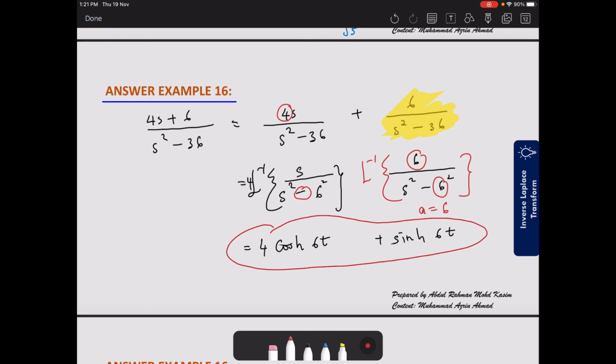Look at here, I hope you get the correct answer. So you have 4 cosh 6t plus sinh 6t. So this is your answer. Okay, I hope you understand. You may create your own questions and learn how to inverse them. Okay, thank you very much.